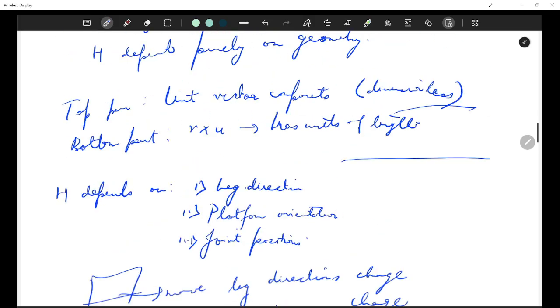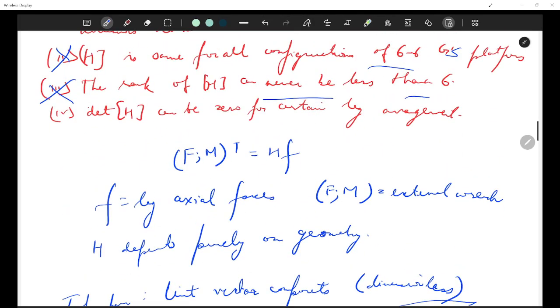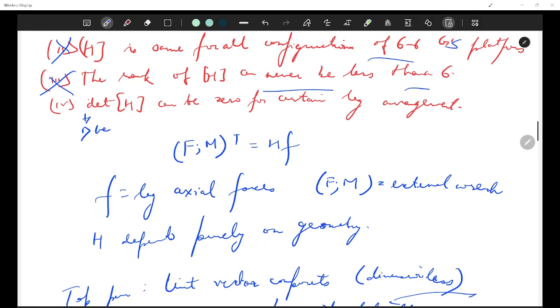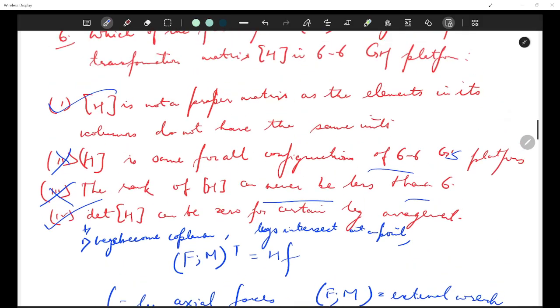And the fourth option is the determinant of H can be 0 for certain leg arrangements. When does this happen? If the legs become coplanar, or legs intersect at a point, or certain symmetric arrangements are there. At all those configurations, the determinant of H would be equal to 0. That means the platform is singular. It loses stiffness in some direction. So statement 4 is true. Any confusion in this question?